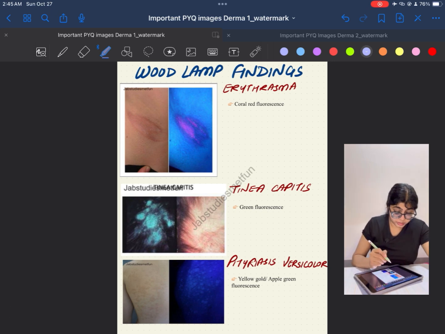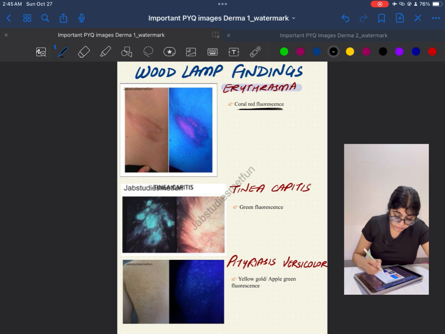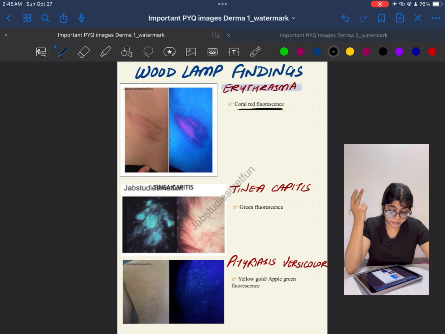Our next topic is a very quick topic, and it is very important because all of these three questions have been asked multiple times in every single FMGE exam. The first one we have is woodlamp findings for erythrasma. As the name suggests, erythrasma meaning red color. You'll be familiar with the coral red fluorescence that comes under woodlamp when you shine the woodlamp at the erythrasma lesion.